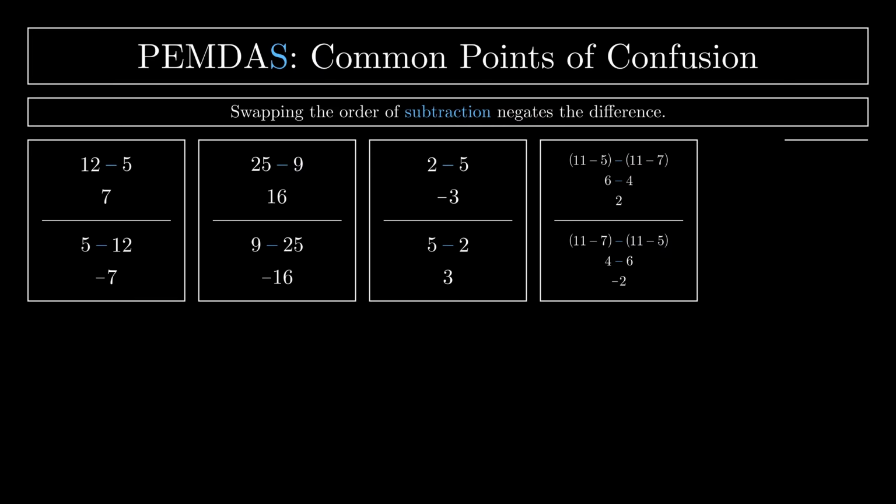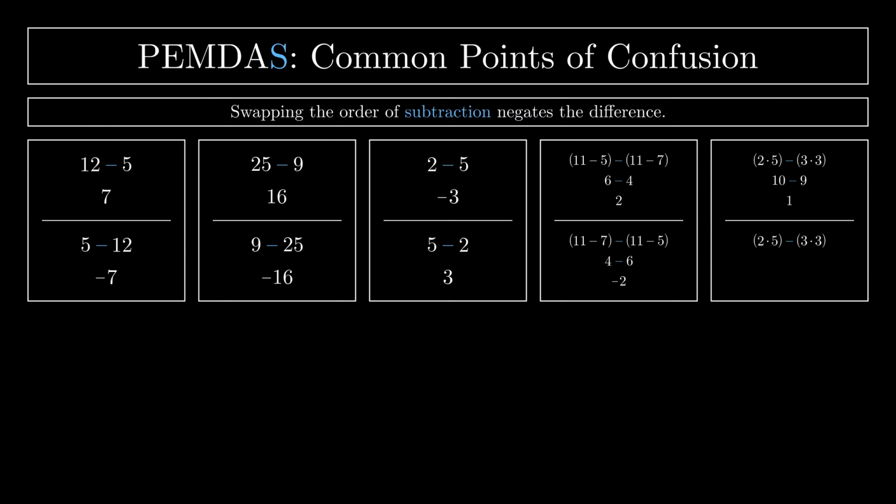Let's do that again, but with some multiplication here. So we've got 2 times 5, which is 10, minus 3 times 3, which is 9, and then 10 minus 9 is 1. So let's take that original expression and swap it around the middle subtraction sign. Now we have 3 times 3, which is 9, minus 2 times 5, which is 10. 9 minus 10, that is now negative 1. So swapping the order of subtraction negates the difference, right? Here we go. Let's keep going.